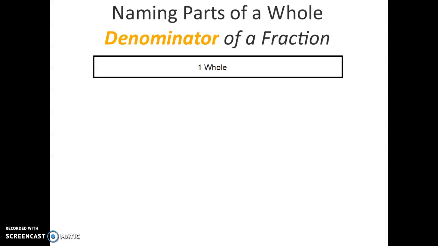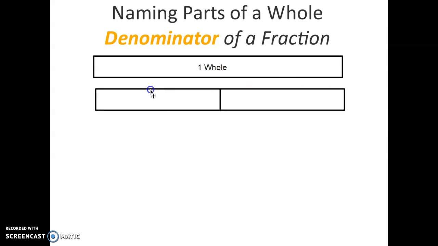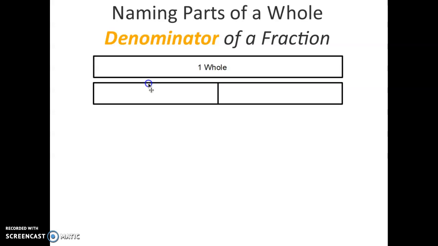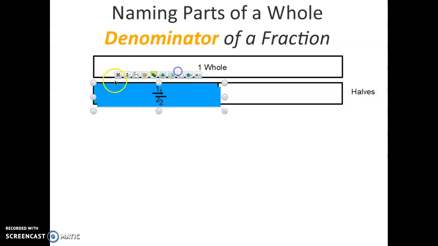This lesson is going to be focused on naming the parts of a whole, and when we name the parts of a whole, we do that with the denominator of a fraction. So what you see up here is a rectangle that represents our one whole, and the first way we can break it into parts is to break it into two equal parts. So here's another rectangle the same size as our whole, broken into two equal parts, and those parts are called halves. The denominator is 2, telling us again that we have two equal parts.